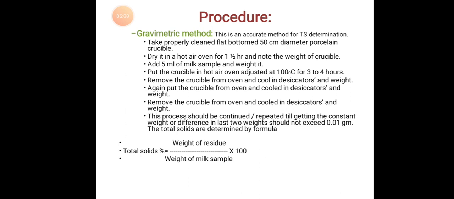Remove the crucible from the oven, cool it in a desiccator and weigh. Again put the crucible in the oven, cool in a desiccator and weigh. This process should be repeated till a constant weight is obtained, or the difference in the last two weights does not exceed 0.01 gram. The total solids are determined by the formula: total solids percentage is equal to weight of residue by weight of milk sample into 100.